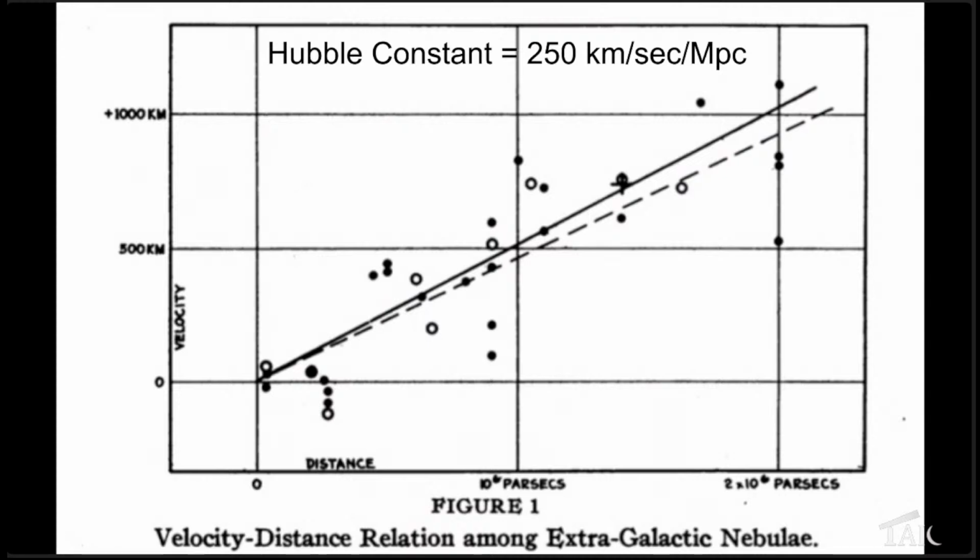Now, the cool thing you can do with this is you can basically run this line backwards and find out when were all the galaxies together at the beginning of the universe, or the Big Bang. And if you use this value of the Hubble constant, it gave an age of the universe of 4 billion years.